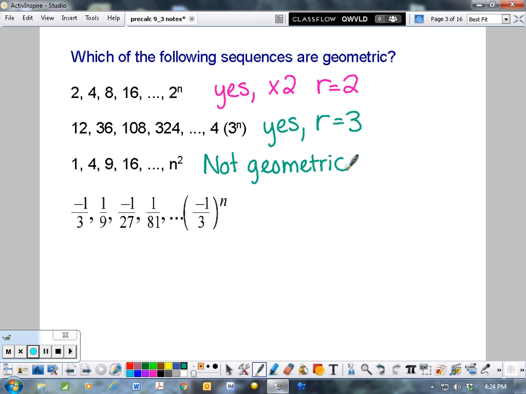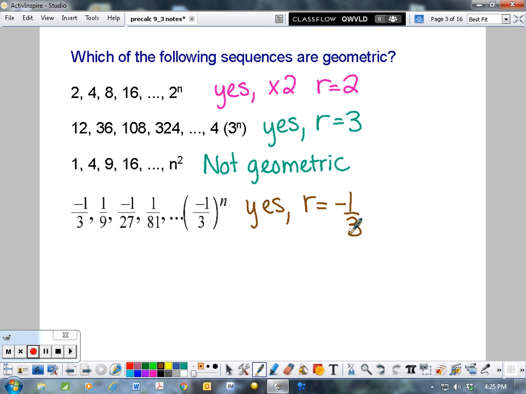Okay, and our next one, it looks like we alternate between positive and negative, and then we times by 3 on the bottom. So yes, our common ratio would be -1/3. And again, if you were unsure, we could actually check.